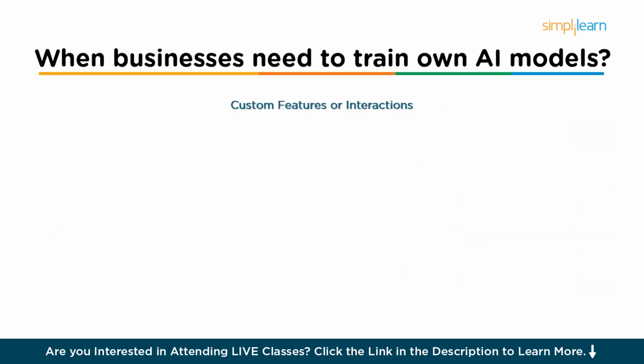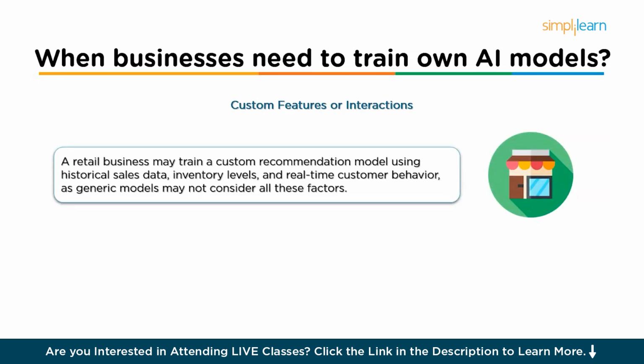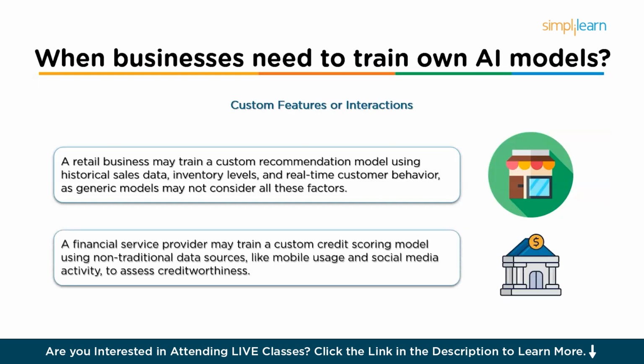Next, it can be used for custom features or interactions. So sometimes businesses need to train models to incorporate custom features or understand unique patterns of interaction that pre-trained models cannot capture effectively. So for example, a retail business may want to build a model that recommends products based on a combination of historical sales data, inventory levels, and real-time customer behavior. So a generic recommendation model may not take all these features into account. Also, a financial service provider may want to develop a credit scoring model that takes into account non-traditional data sources. In these cases, the business would need to train a custom model that processes and interprets this unique type of data.